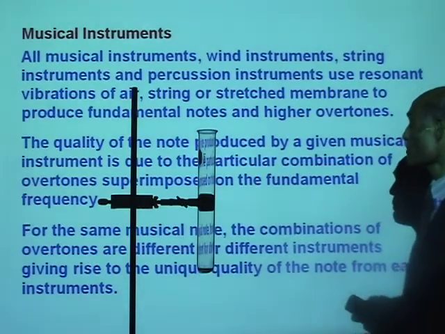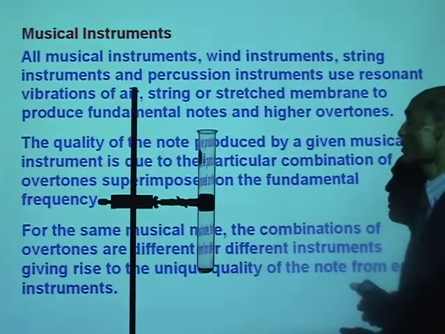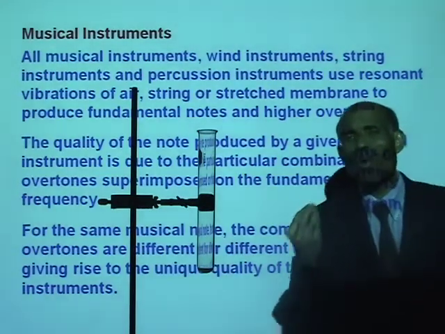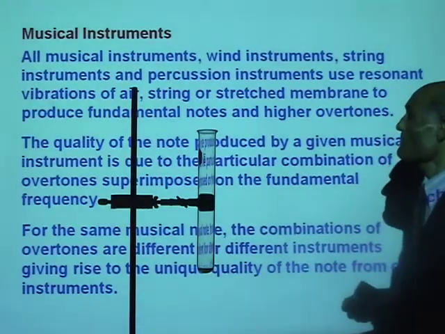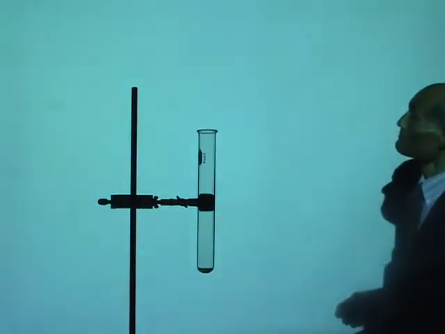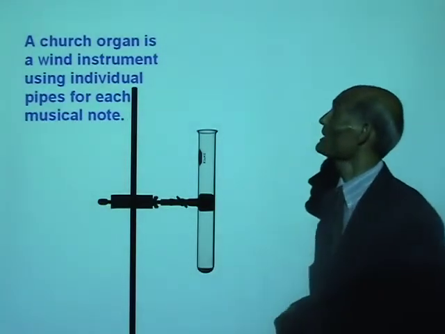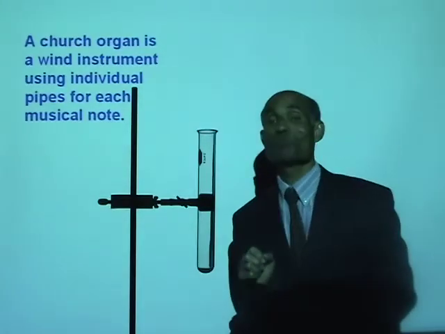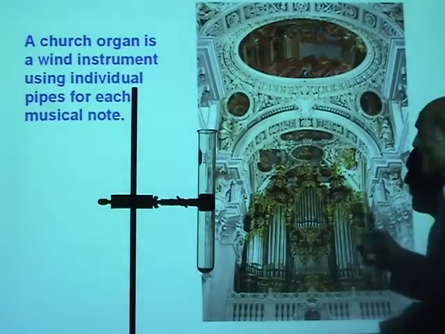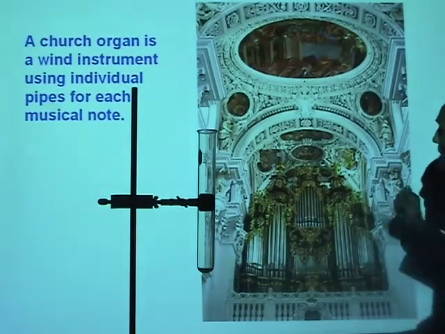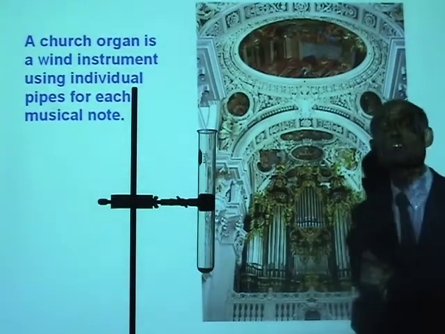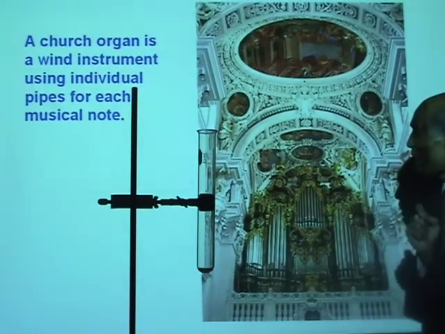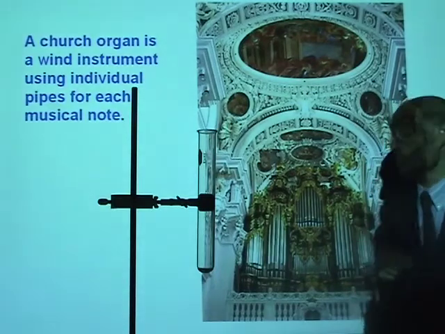For some musical notes, the combination of overtones is different for different instruments, giving rise to the unique quality of the note from that instrument. Well, a church organ is a wind instrument using individual pipes for each musical note. We talked about that. Now, I have taken a picture of the church organ in a cathedral in Germany. In fact, this is the largest church organ in the world.